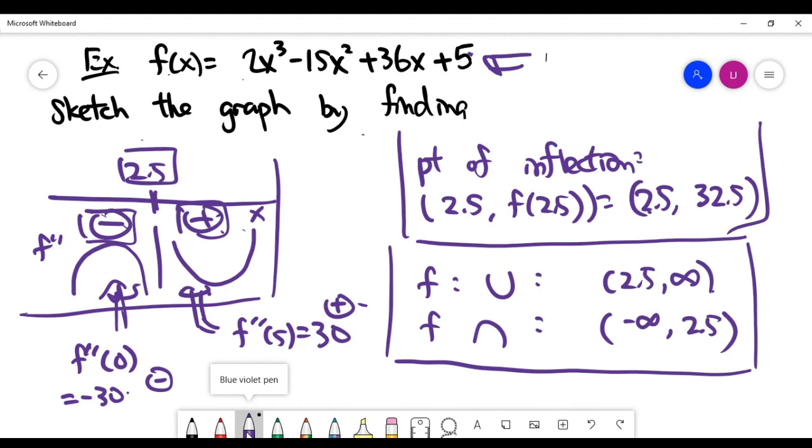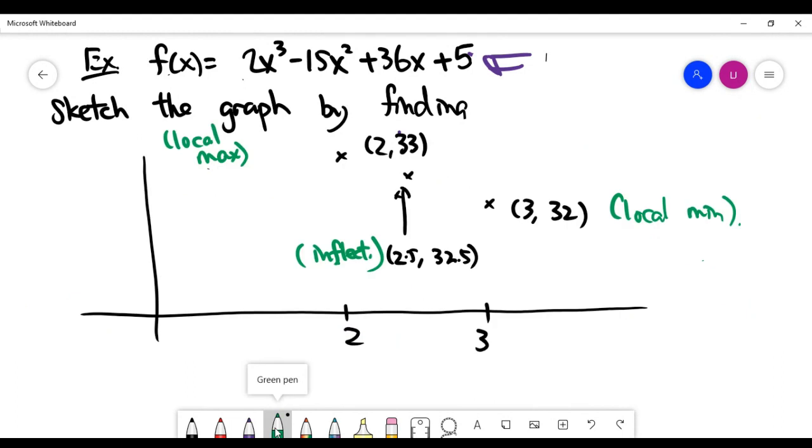So you need all this information: points of inflection, where is f concave up, where is f concave down, local maximum values, local minimum values, and also where is f increasing, decreasing, to sketch the graph now. So I plot the 3 points that you have based on our previous calculations. You see we have 3 points here.